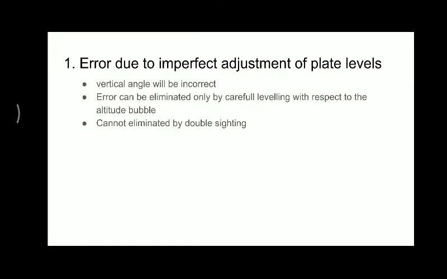In this case, the vertical angle measured will be incorrect. This error can be eliminated only by careful leveling with respect to the altitude bubble. But this error cannot be eliminated by double sighting. The error due to the imperfect adjustment of plate level cannot be eliminated by double sighting.